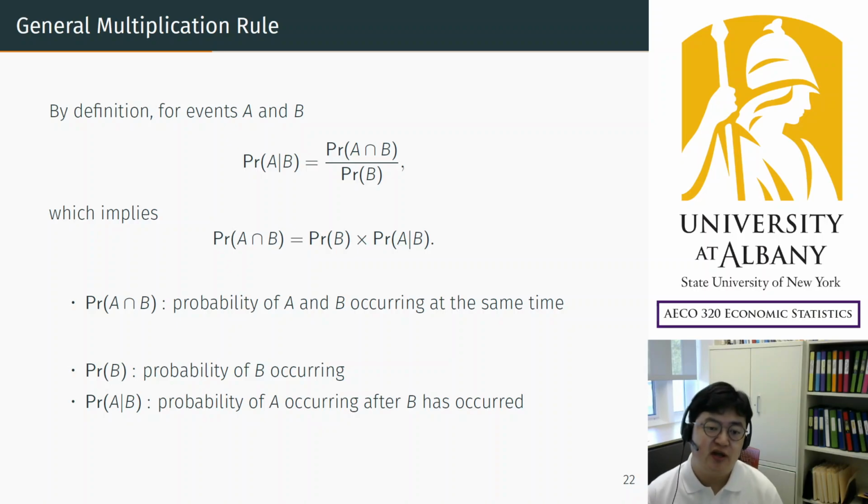So in the previous videos, we defined the conditional probability and we learned how to calculate that. And also we learned the general multiplication rule, which is based on the definition, and this is the multiplication rule. Today, we are going to learn a special multiplication rule.